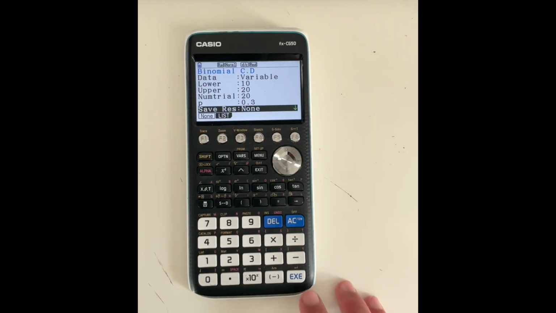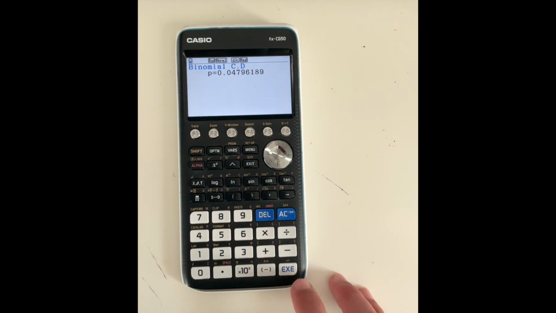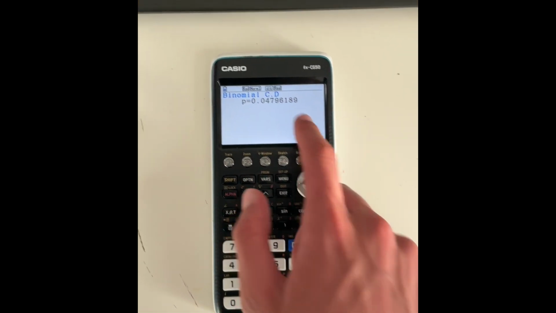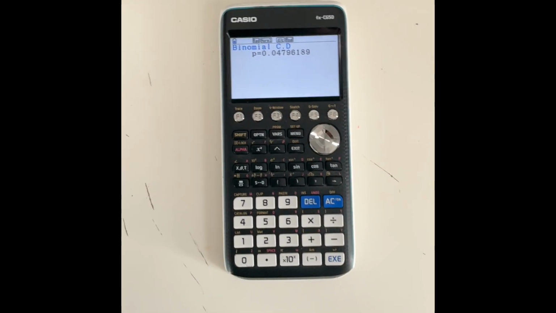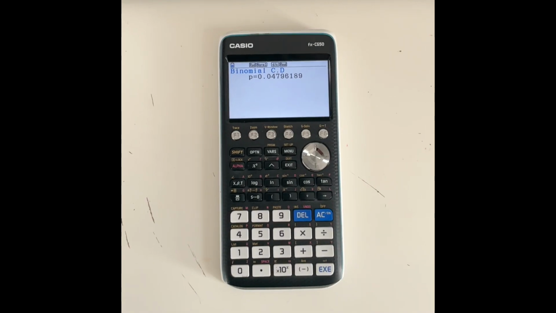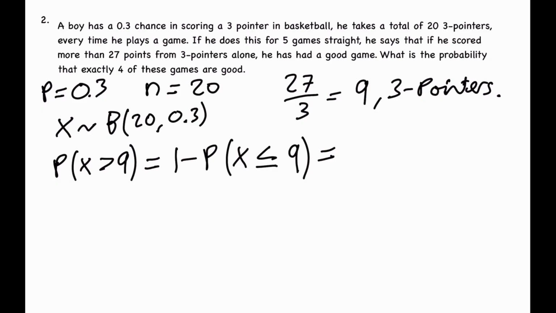You submitted everything in, and then press EXE again, and now you have the probability that we need to find for our P of X is greater than 9. So now let's go back to the question. On our calculator, it said we had 0.04796 as our probability, and I've just rounded this. So this is the probability of getting more than 9 3-pointers.